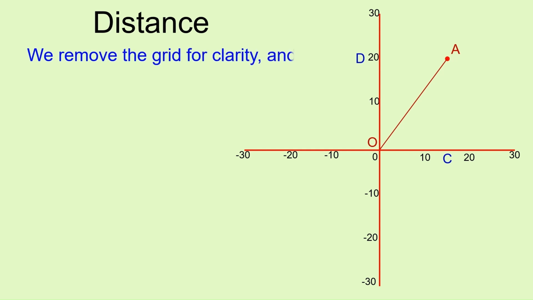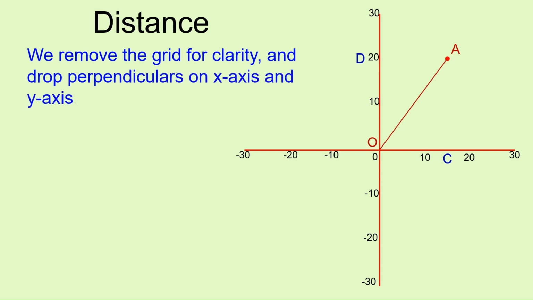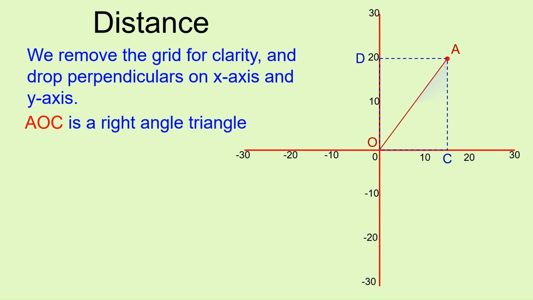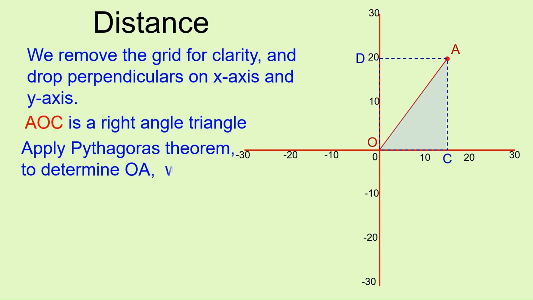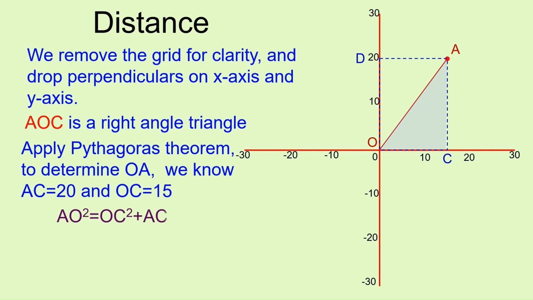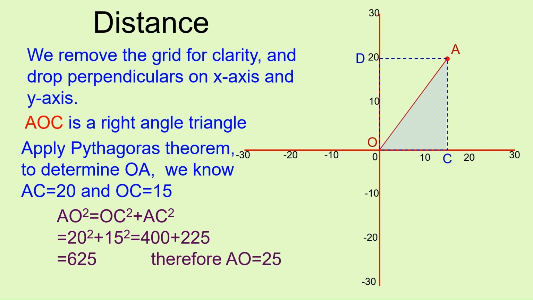We remove the grid for clarity, and drop perpendiculars on x-axis and y-axis. AOC is a right-angled triangle. Apply Pythagoras theorem to determine OA. We know AC equals 20 and OC equals 15. AO squared equals OC squared plus AC squared equals 20 squared plus 15 squared equals 400 plus 225 equals 625. Therefore AO equals 25.